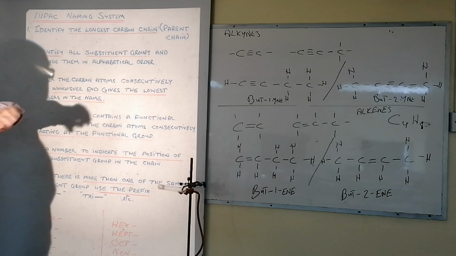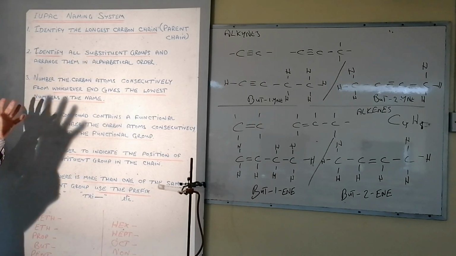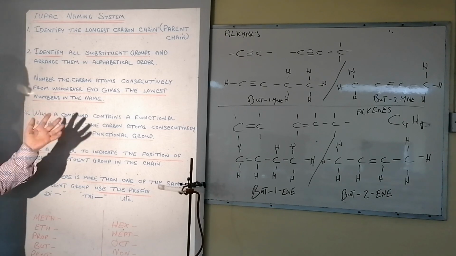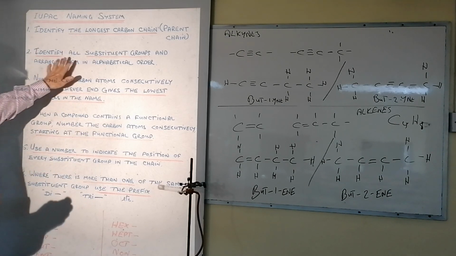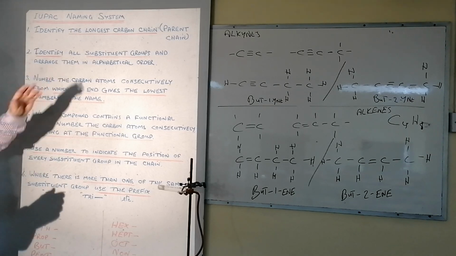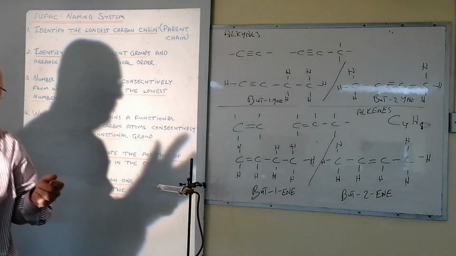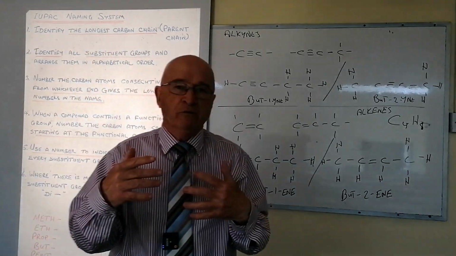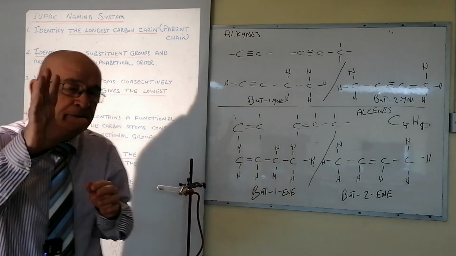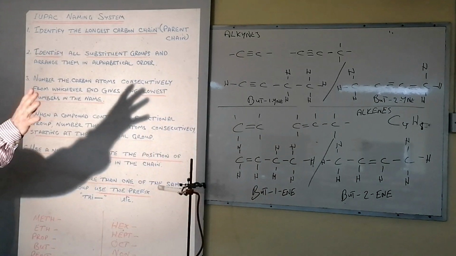You identify the longest chain in any molecule they give you, and that will be the parent. So if there were 4 carbons, it would be but-, and that'll be the parent name. You identify anything that's substituted into it, the substituents, and you arrange them in alphabetical order. Like if you had a chlorine there, it would be chloro, and if you had a bromine it would be bromo. So the B would come before the C in the name, that's all. Now you'll be doing this at a later stage, this is not crucial at the moment.